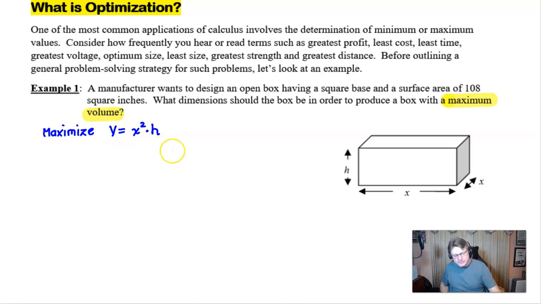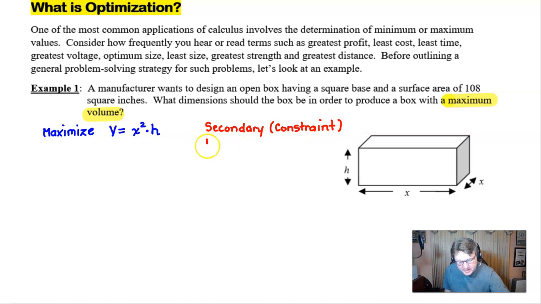And so what we need to do is see if we can get rid of one of the two variables. In order to do that, we're going to use what I call in my classroom a secondary equation. Sometimes it's referred to as a constraint equation. I really like that word because it suggests that there's some kind of a constraint placed upon these particular relationships here, h and x and whatnot.